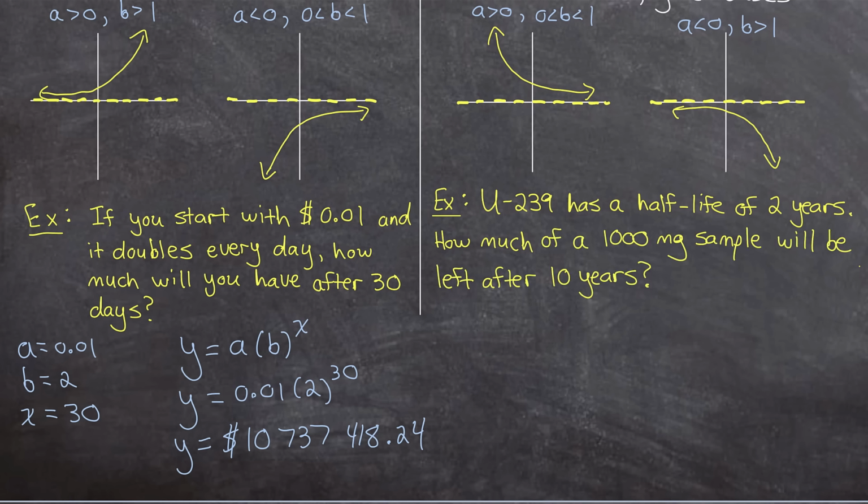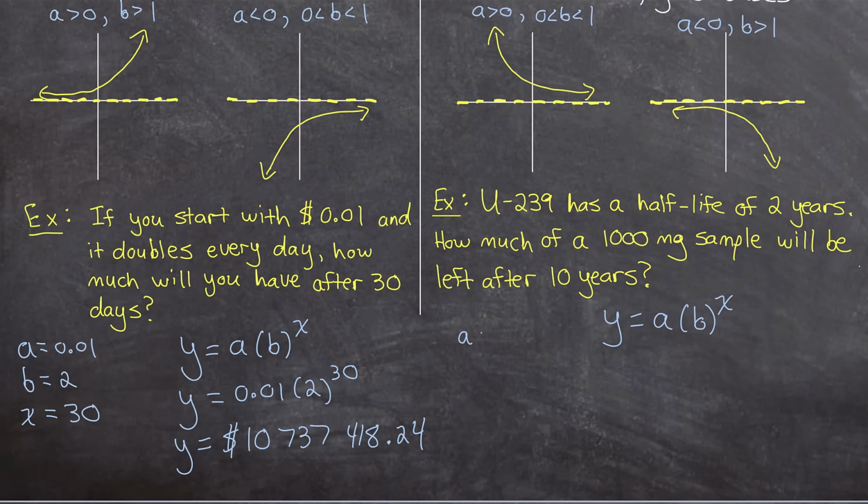Now, in this example, this word half-life just means the amount of time it takes for a sample to be cut in half. So every 2 years, this 1,000 milligram sample is going to get cut in half. Well, since there's a repeated multiplication by a half, we can model this with an exponential function again. I'll just have to figure out what my parameters a, b, and x are, and then I could solve for y, which is the value of the sample after 10 years.